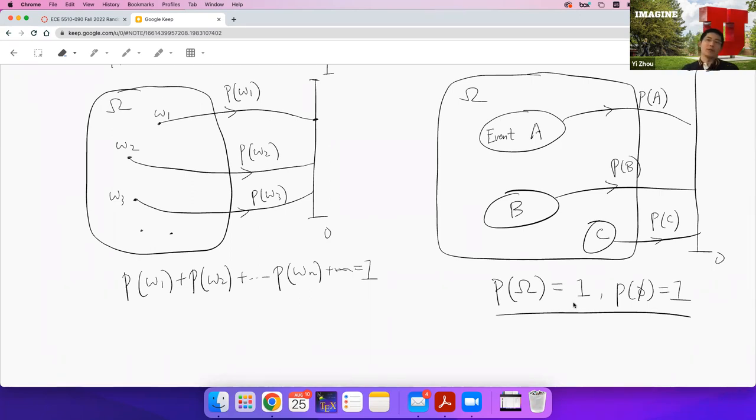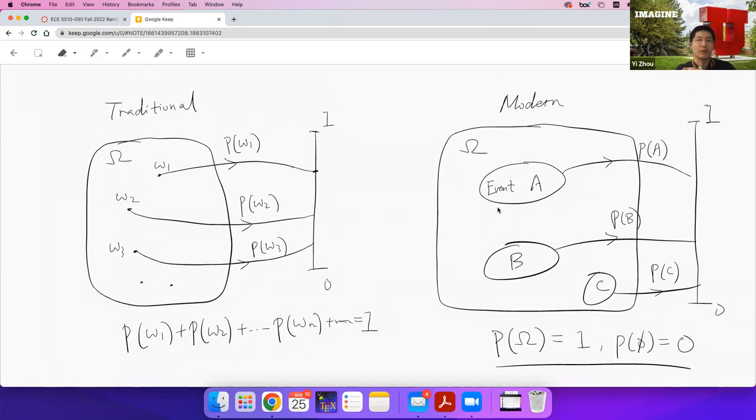Here we are only considering the probability of the events. In the extreme case, if the event is the entire omega outcome space, then the probability of omega must be 1, because every outcome is included in omega. So this will happen with probability 1. An empty event happens with probability 0. Besides these two, we also need a set of other conditions that we will talk about later. So this is the high-level structural difference between traditional and modern probability theory.